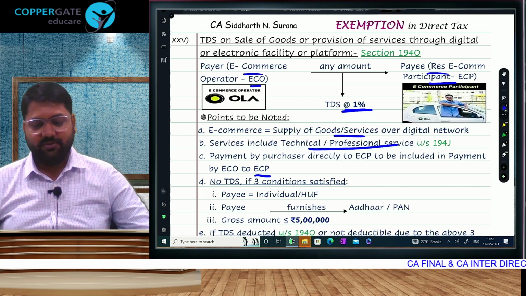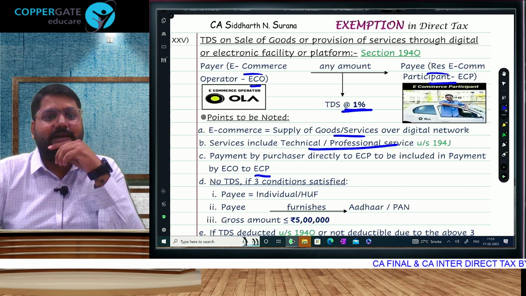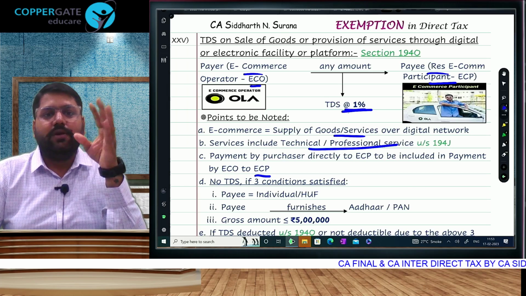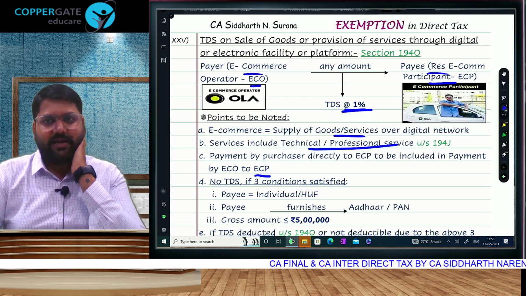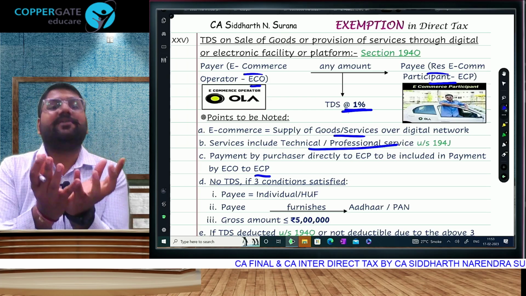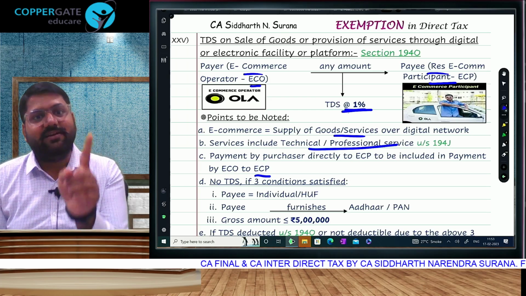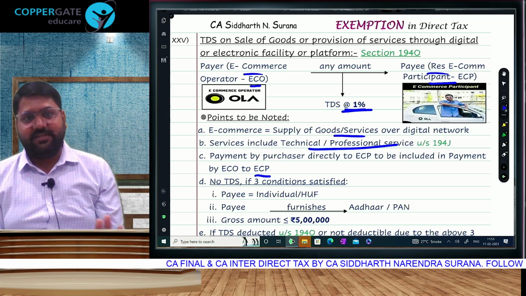Supposing, at the time of settling accounts with the Ola driver, there is 2 lakh rupees paid by Ola and 1 lakh paid by customers to the driver. So the total will be treated as 3 lakh, and Ola will deduct 1% of 3 lakh from the 2 lakh which it is paying.